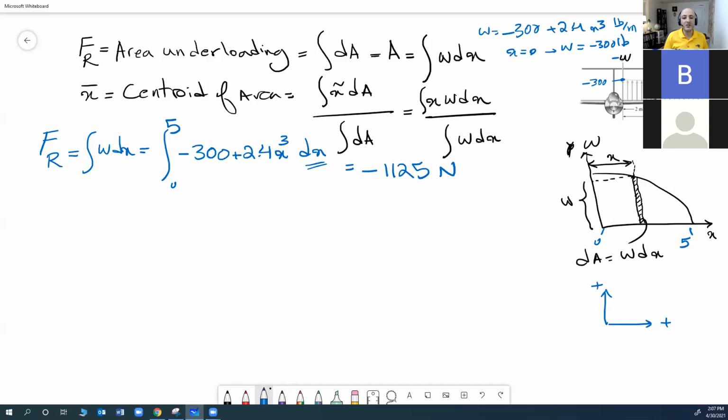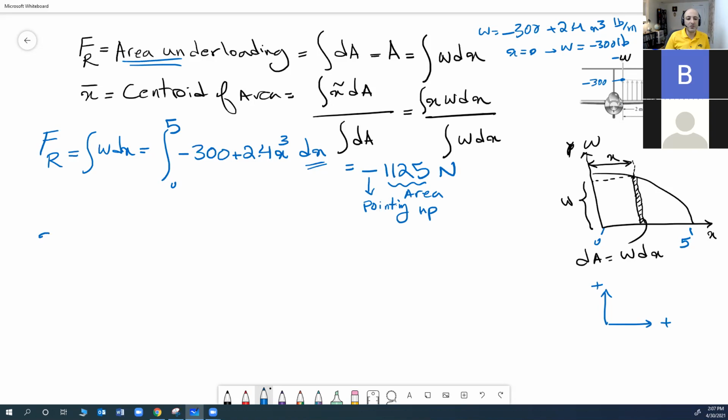It gets more interesting because this is supposed to be the area under loading, right? So how can an area be a negative number? Again, this is the area. This just says it's pointing up. That's it. Otherwise, area cannot be negative.